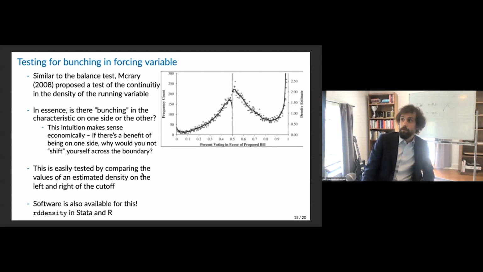Another test that is very important to do is similar to the balance test. What's interesting about it is that it's like a balance test of the running variable. This is called the McCrary test, named after Justin McCrary, who proposed a test of the continuity of the density of the running variable. In essence, is there bunching on one side or the other? And it makes sense economically that there would be. If there's a benefit of being on one side, why would you not shift yourself across the boundary?